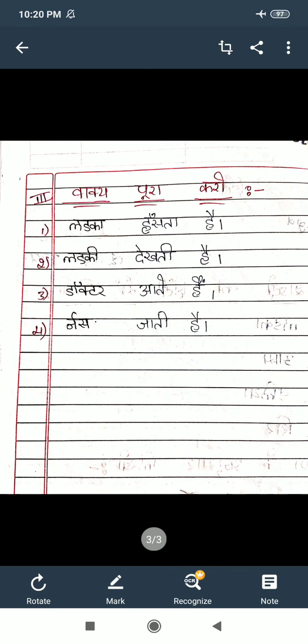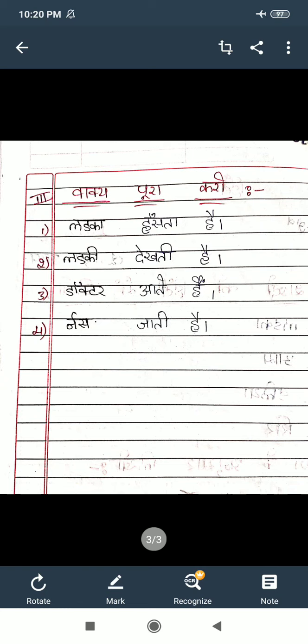Vakya pura karo. That means they are given fill in the blanks. You complete the sentence. Dash hansta hai. Who laughs? Ladaka. Ladaka hansta hai. Then dash dekhti hai. Ladaki dekhti hai. Dash aate hai. Doctor aate hai. Dash jati hai. Nurse jati hai. So that is lesson number 5 revision.